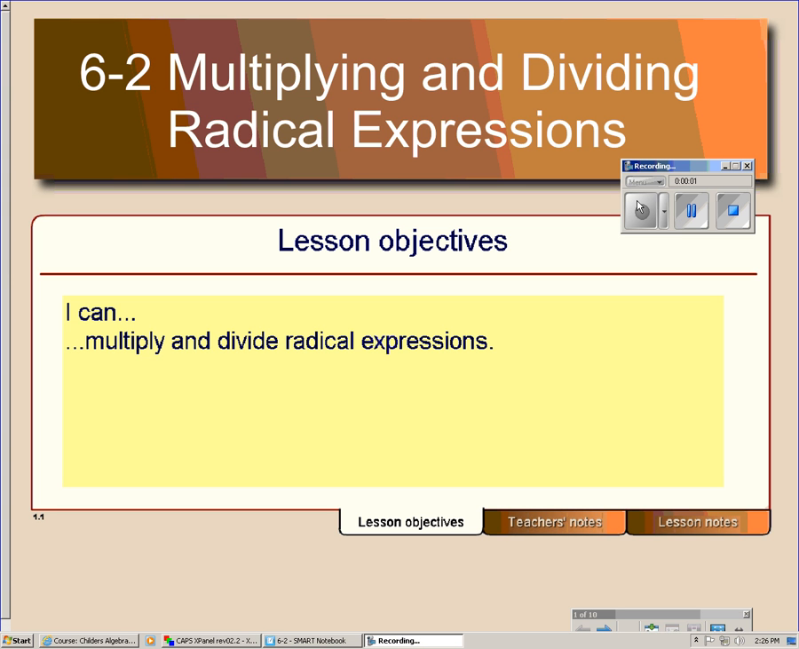This second lesson in Chapter 6 is about multiplying and dividing radical expressions. This is a very difficult lesson. You may want to watch this more than once.